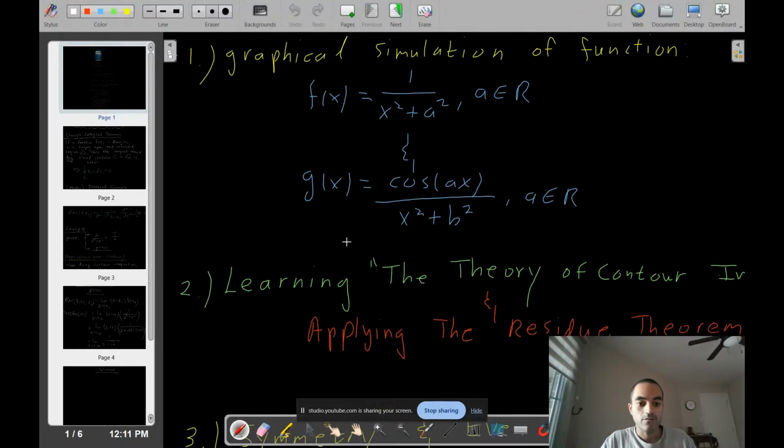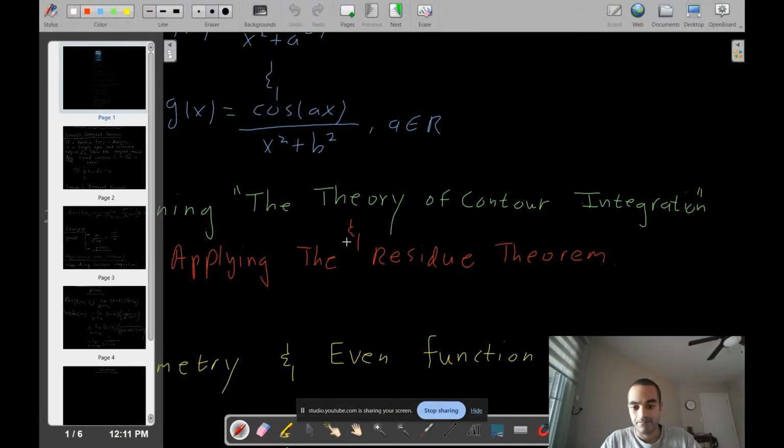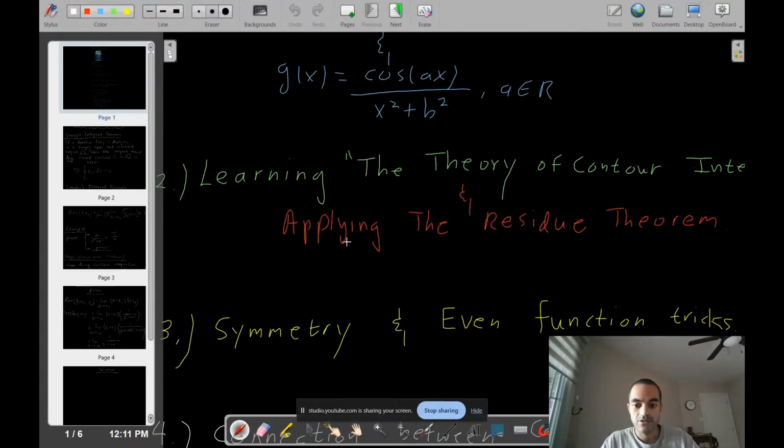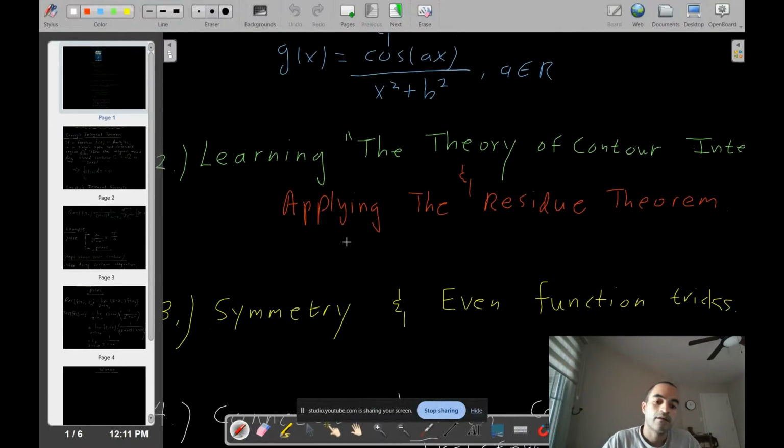All right, so that's part one. Part two is going to be learning the theory of contour integration and then applying the residue theorem. Okay, we need to learn. Today is going to be mainly a theory-based class. Okay, I need to go through the theory of contour integration.